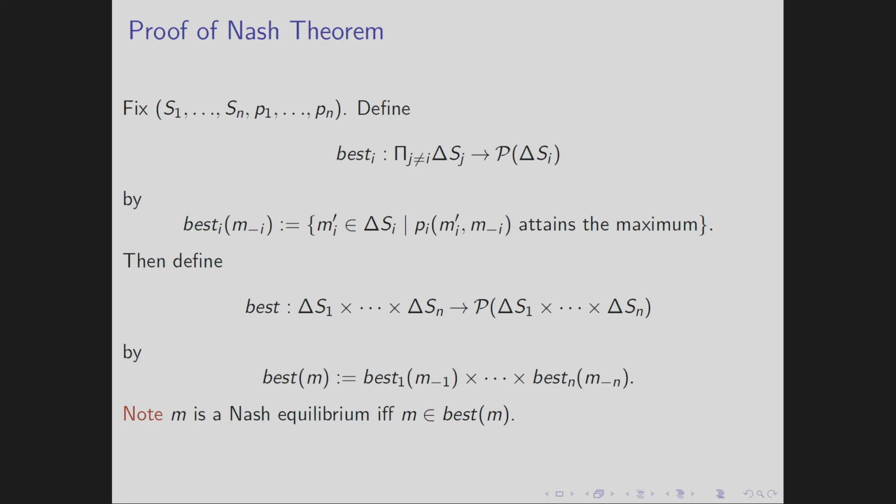First, for each player, we create a function best I, and this function, given a joint strategy of his opponents, assigns to it a set of strategies of player I. By strategies, I now mean mixed strategies. So best I is the set of best responses, and this is defined here.